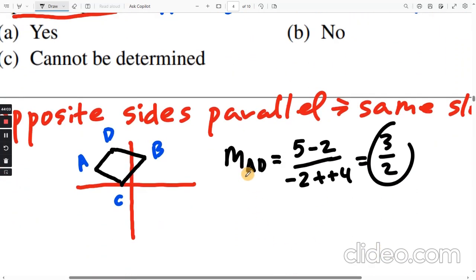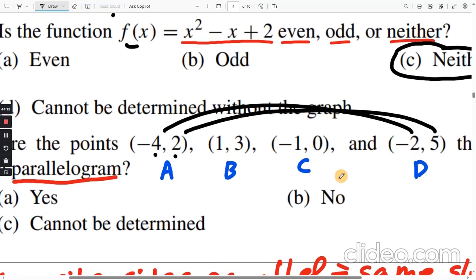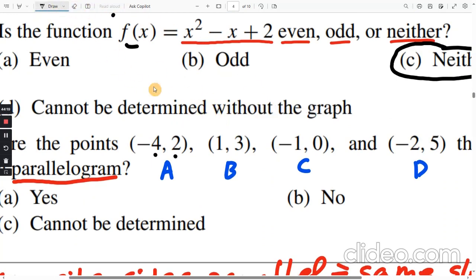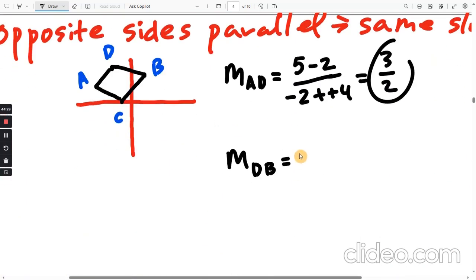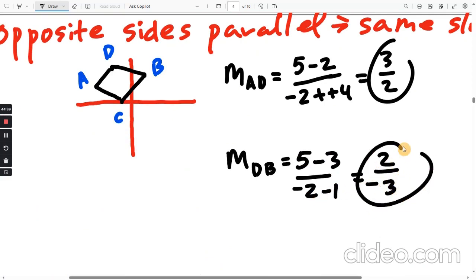All right, and then next I'm going to do DB. All right, so the slope of DB, let me erase this. DB, so that's going to be 5 minus 3 and negative 2 minus 1. All right, so 5 minus 3, negative 2 minus 1. 5 minus 3 is 2. Negative 2 minus 1 is negative 3.